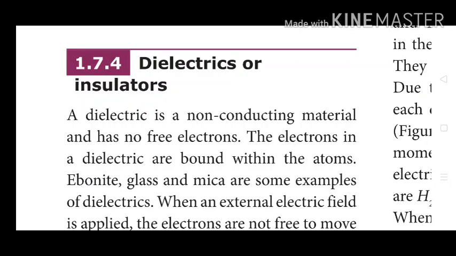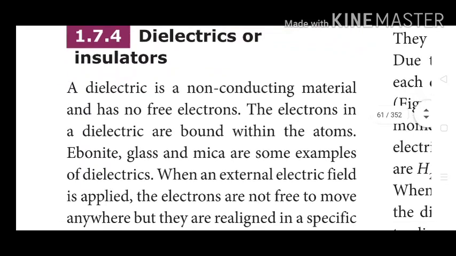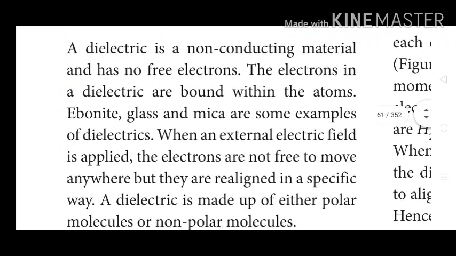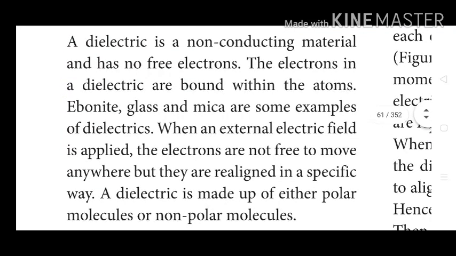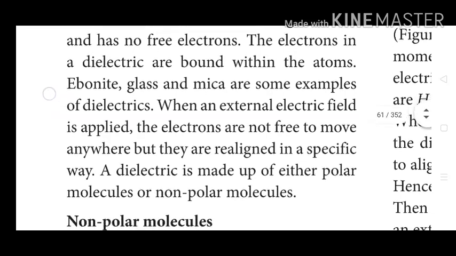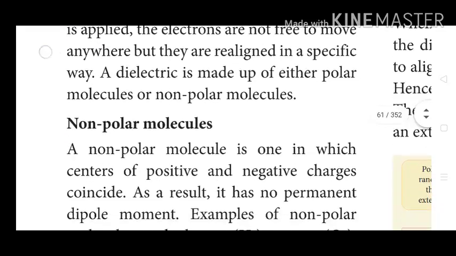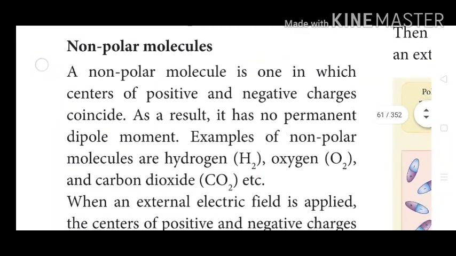A dielectric is a non-conducting material and has no free electrons. The electrons in the dielectric are bound within the atoms. Ebonite, glass and mica are some examples of dielectrics. When an external electric field is applied, the electrons are not free to move anywhere, but they are realigned in a specific way. A dielectric is made up of either polar molecules or nonpolar molecules.